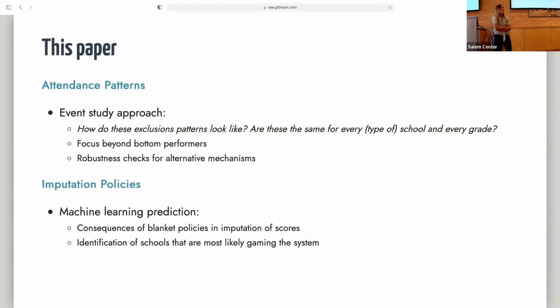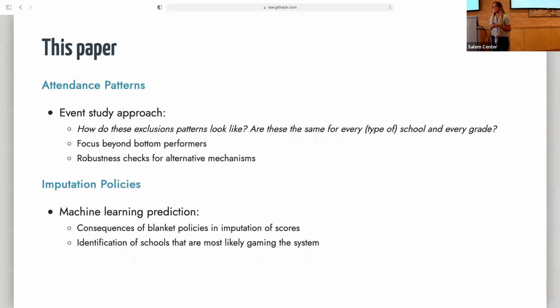And the second part, which is the more work-in-progress part, is to try to propose solutions on how we can tackle this issue. For this, we're going to take a machine learning approach to predict the counterfactual, how attendance would look, for instance, on a typical day in different schools. And basically work from there on how different policies could potentially affect the imputation of scores.